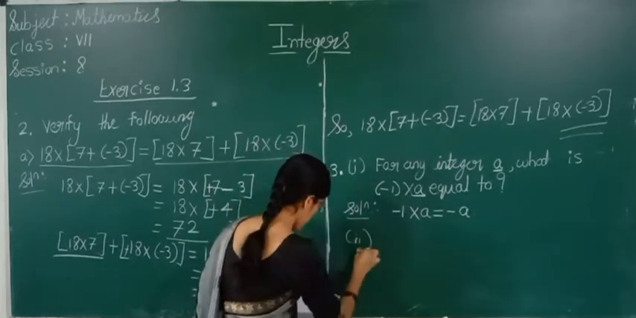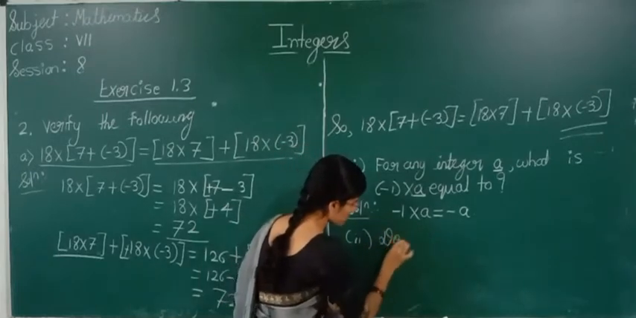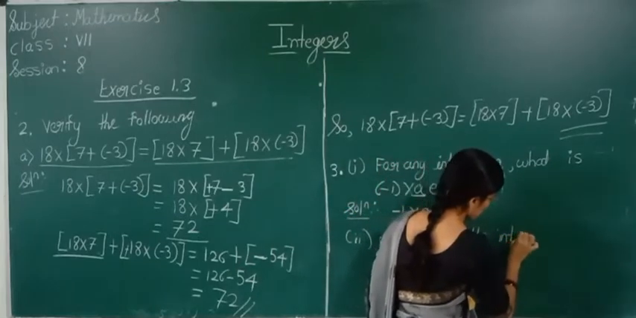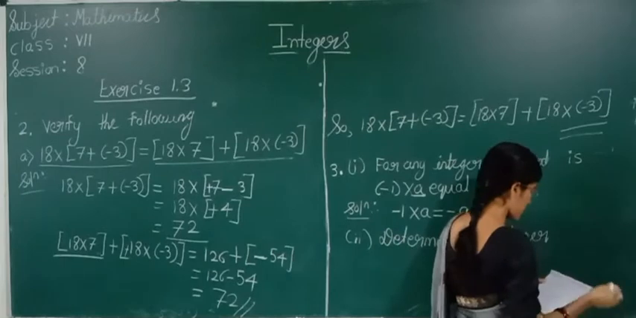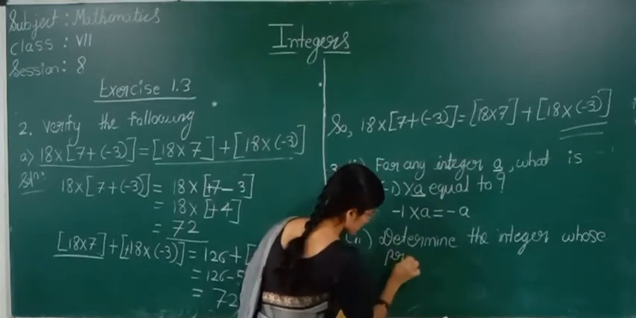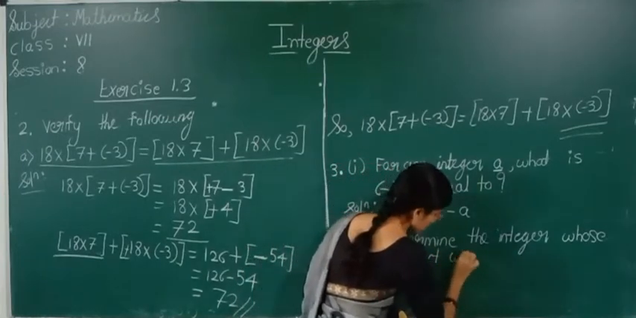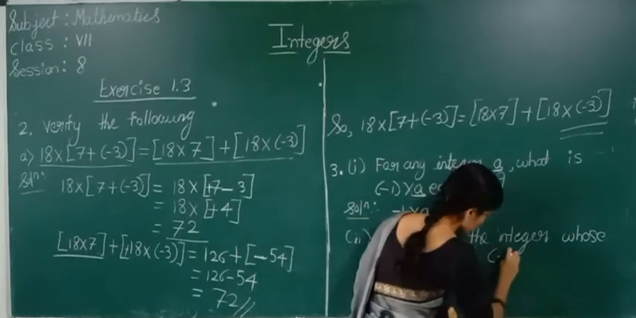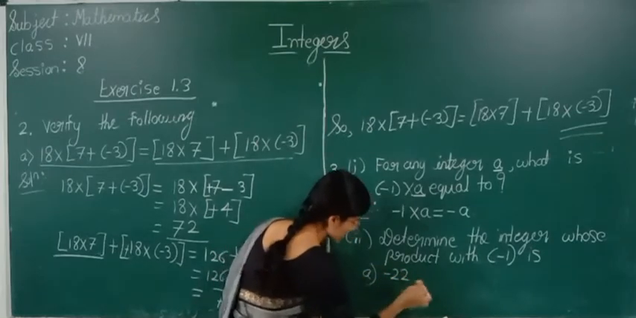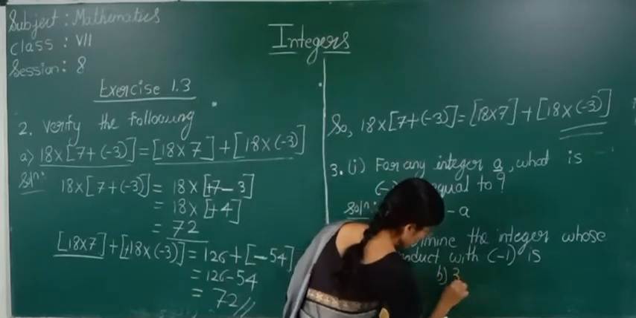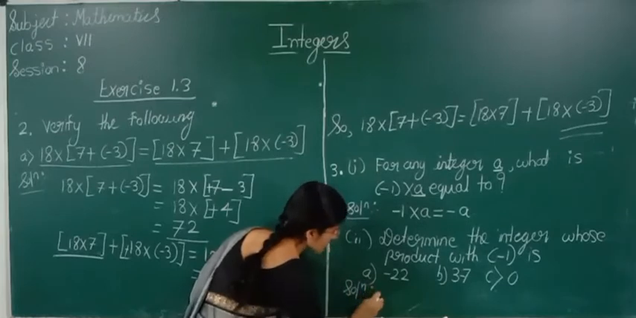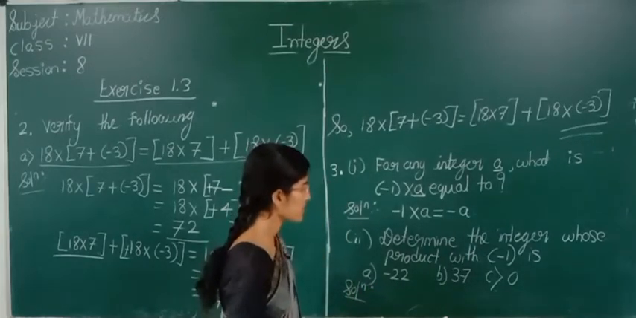Now second one, you see, determine the integer whose product with minus 1 is: first one they have given minus 22, B 37, C 0. Now see here, solution. Determine the integer whose product with minus 1 is.